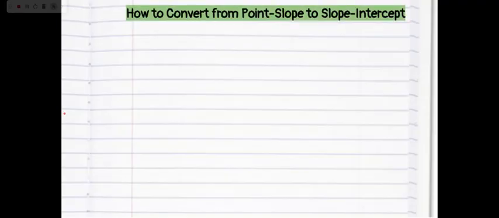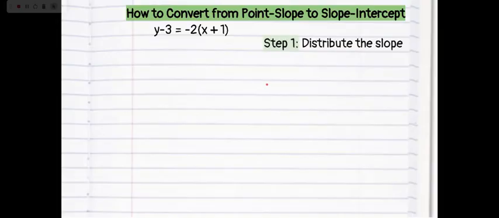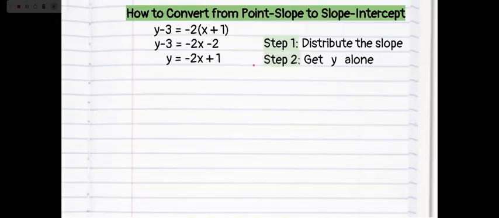How to convert from point-slope to slope-intercept form. We're almost done. Let's work through this problem. y minus 3 equals -2 times (x plus 1). What you need to do is get rid of those parentheses by distributing everything through. So if I distribute the -2 through, I'm going to get y minus 3 equals -2x minus 2. Then you need to get your y all alone, so I'm going to add 3 to both sides: y equals -2x plus 1.